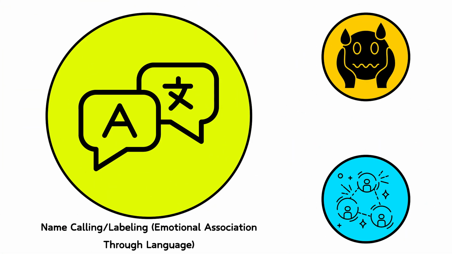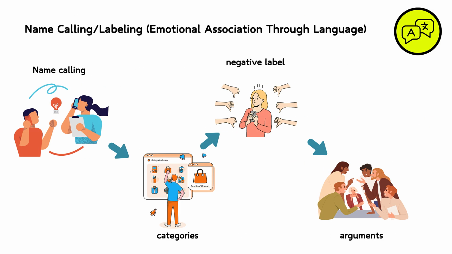Name-calling, labeling, emotional association through language. Name-calling exploits the human tendency to think in categories and emotional associations rather than careful analysis. By attaching a negative label to a person, idea, or group, this technique can effectively dismiss or discredit them without engaging with their actual arguments or merits.